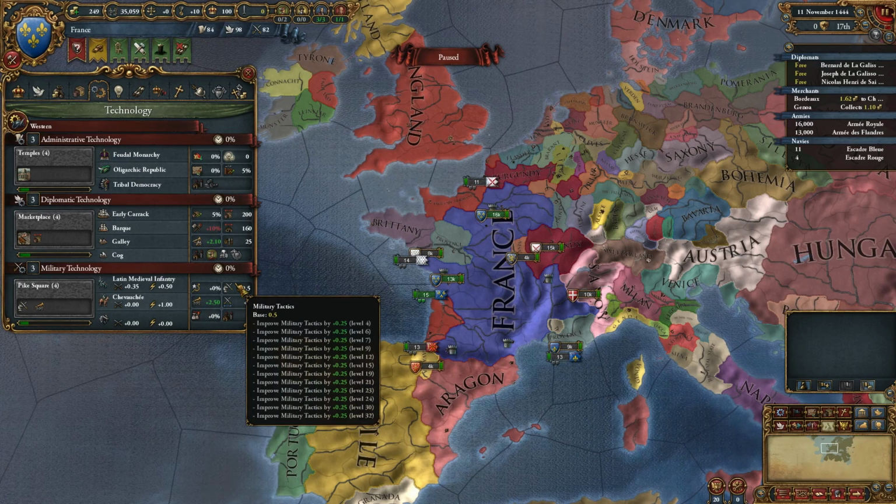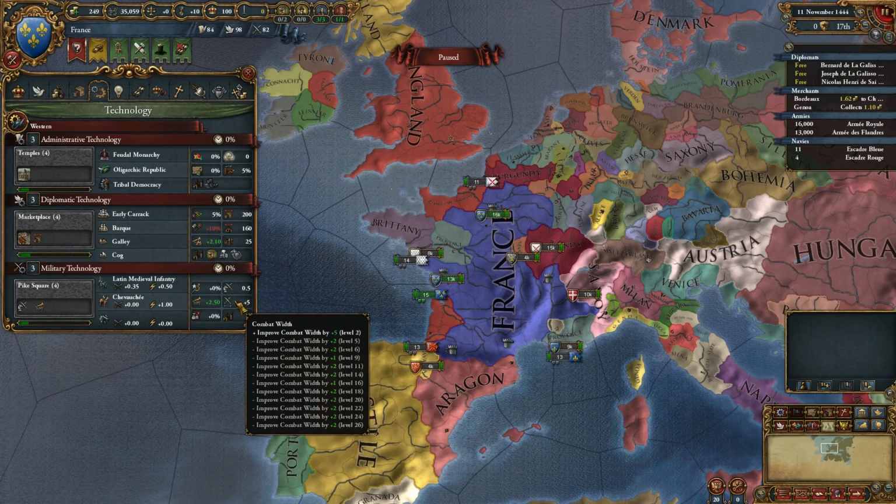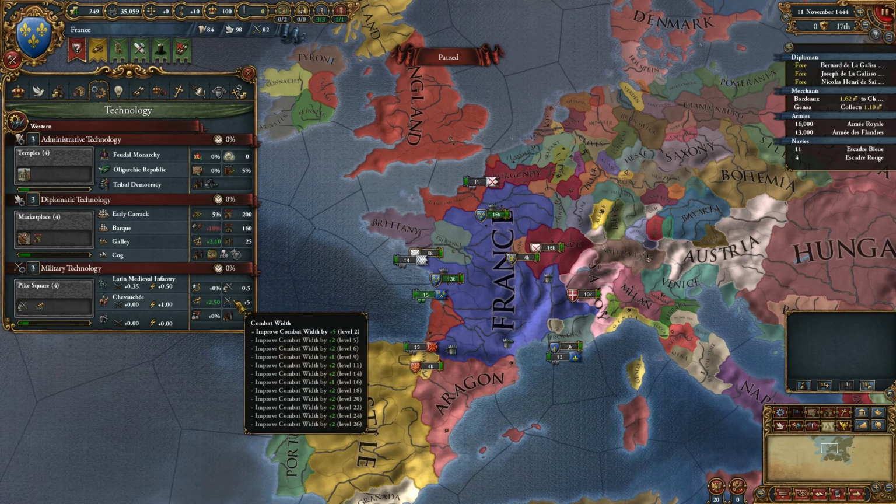Moving on to military tactics, which is loosely related to discipline and increases the combat effectiveness of your men in the battle. Combat width allows you to have more men on the front line at any given point in time, and that's going to allow you to essentially outnumber your opponent at any given point in time, which is an amazing bonus to have.